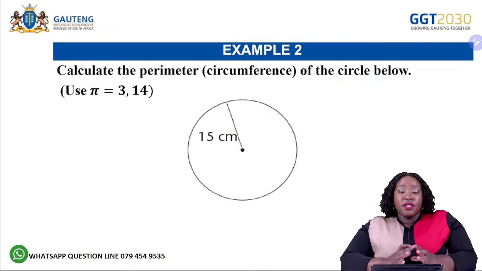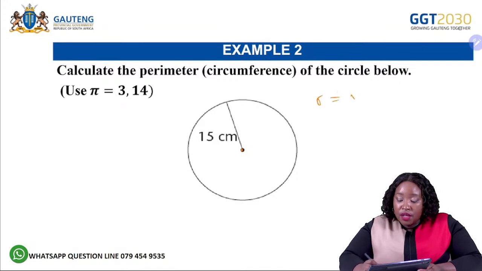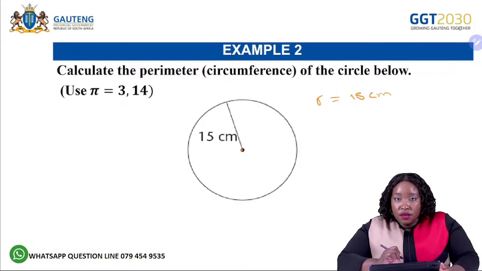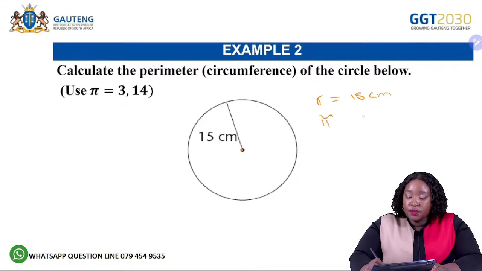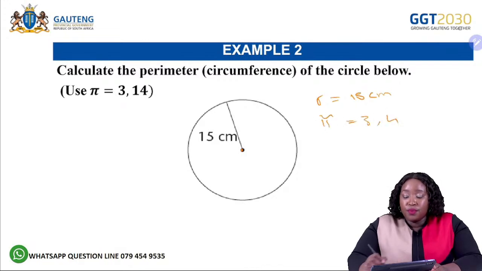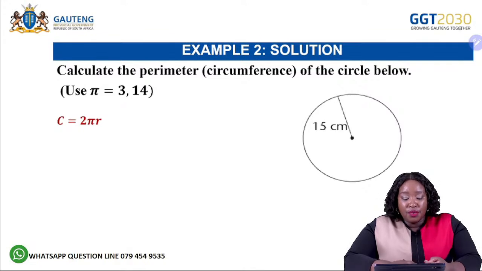Right. This is our first example. It says calculate the perimeter or circumference of the circle below. I am going to do this one with you because it's quite straightforward. Right, we're given this 15 centimeters. What does it represent? It represents your radius. So your radius is equal to 15 centimeters, right? Okay, and we've been told to use pi as 3,14. Now think about the formula. What's the formula? The formula for perimeter of a circle is 2 pi r. That's the circumference. We already know what pi is when we know what r is.